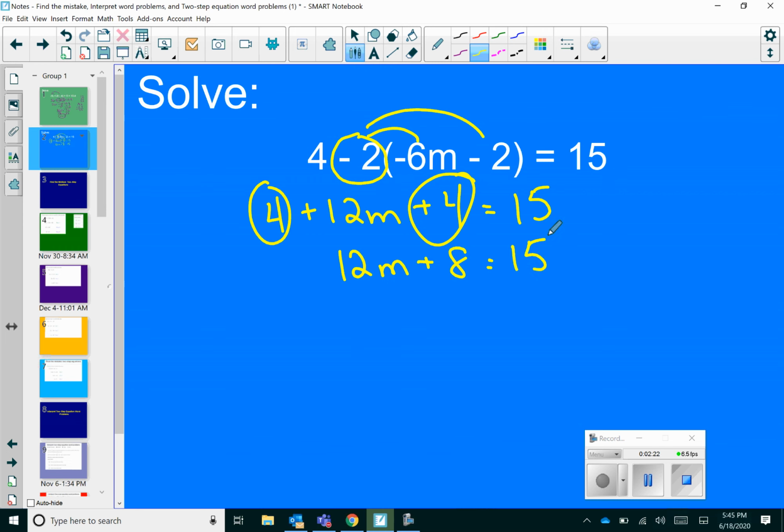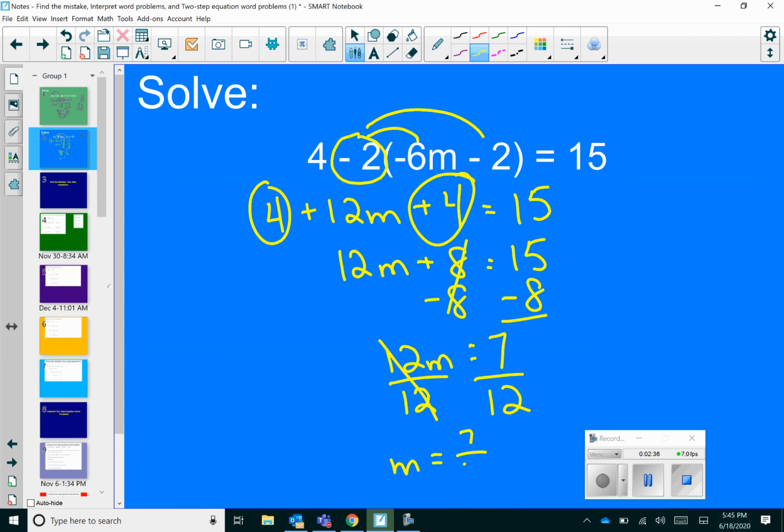And now we have a two-step equation. I'm going to subtract my constant. That's going to leave me with 12m equals 15 minus 8 is 7. And then my last step is to get rid of my coefficient, meaning that my answer is going to be 7/12.